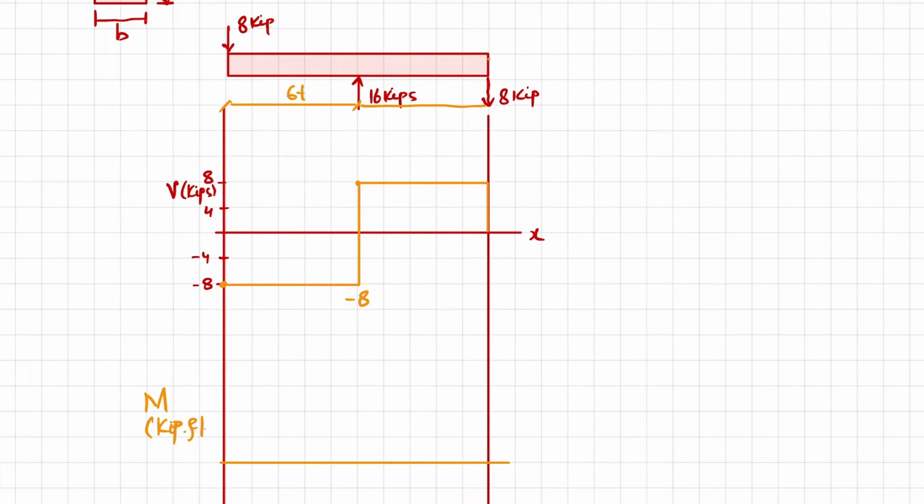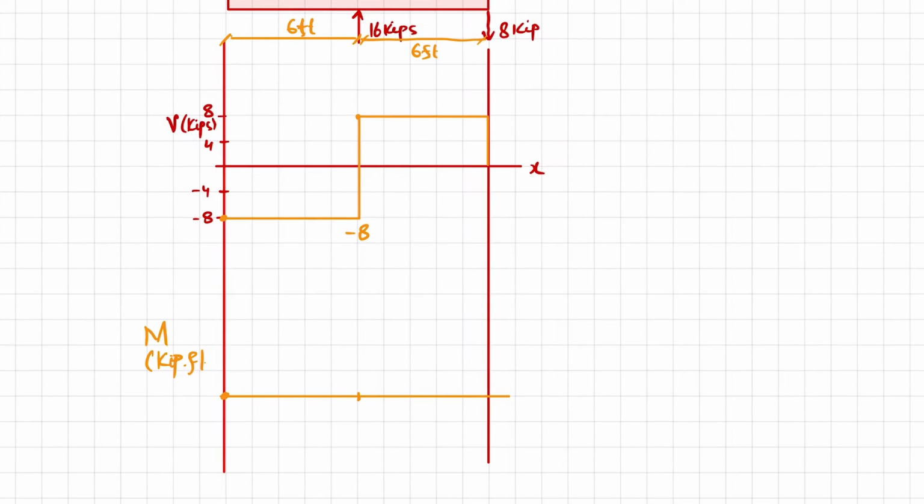And this is also 6 feet. Now the area under the shear force diagram will give you the bending moment. Since this is rectangular, the area will be equal to base times height. So base is 6 feet and height is 8, so 8 times 6 is minus 48. Initially at point x equal to 0, the moment will be 0. And at the mid of the beam, this will be minus 48.